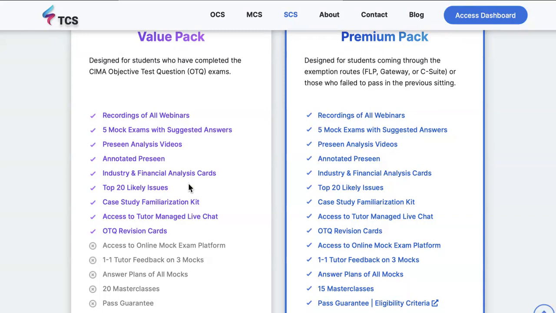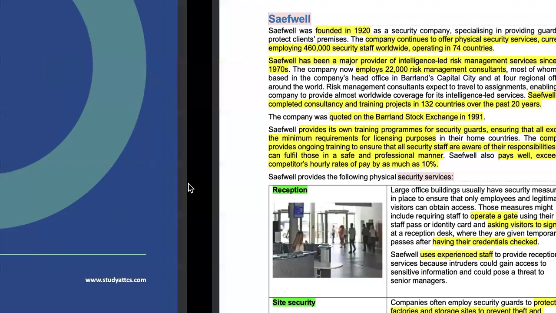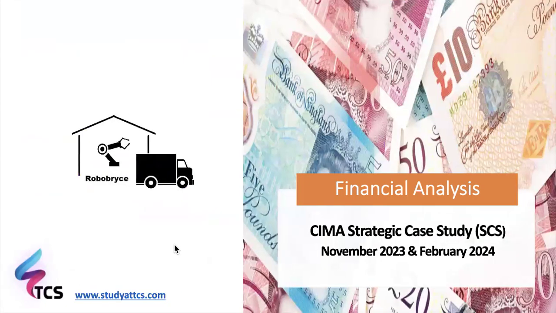And you will also gain access to industry and financial analysis slides. I will be conducting the industry analysis based on the industry analysis slides which we have prepared for you. And you will also gain access to financial analysis slides. So let me quickly show you what our financial analysis slides look like.